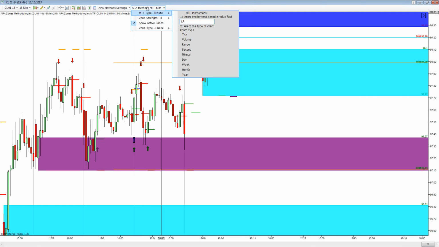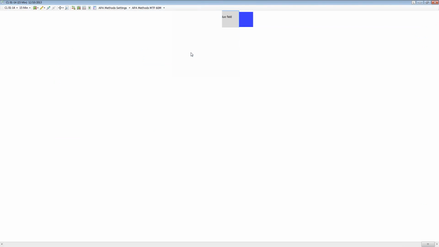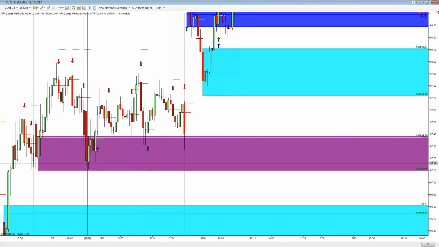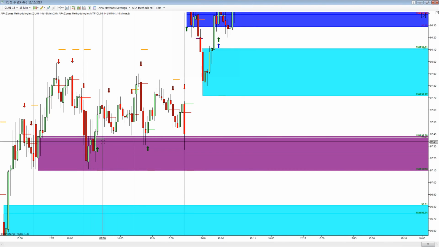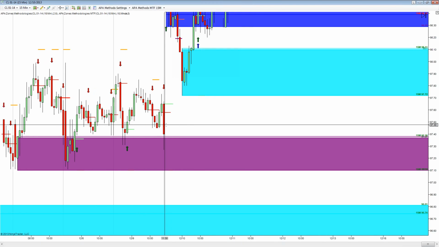I just noticed that the APA zone's MTF was set to 60M or 60-minute. So let me set this back to like a 15-minute chart. We could also set it to a smaller time frame chart so that, let's say you really wanted to get a good entry down inside this zone here, you could see that potential entry. Okay.